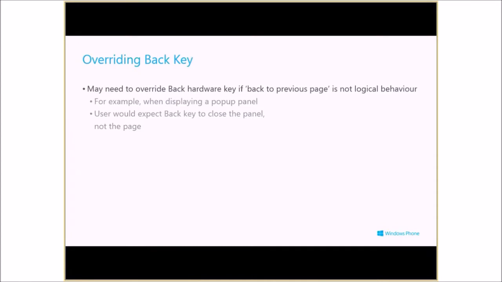You may need to override the back hardware key if going back to the previous page is not a logical behavior. For example, if you have an application that pops up a panel, maybe asking the user to do something, a normal user experience would be that when you press the back button, you don't exit the page. Actually, you should close the panel with that back button. Because from a user's perspective, he's not on the same page; he has a different active frame. A back would return him to the page that he was on. Practically he was on the same page, but that panel is overriding that for him. So from a user experience, overriding the back key in this situation would be a fine thing to do.